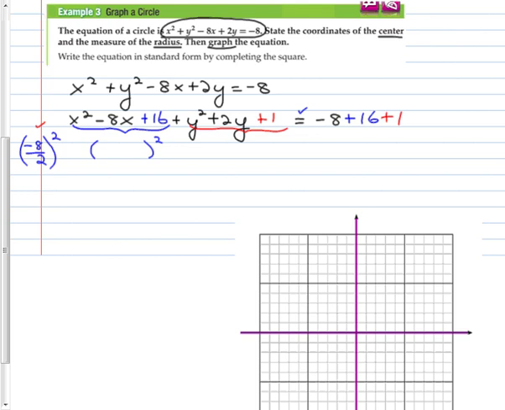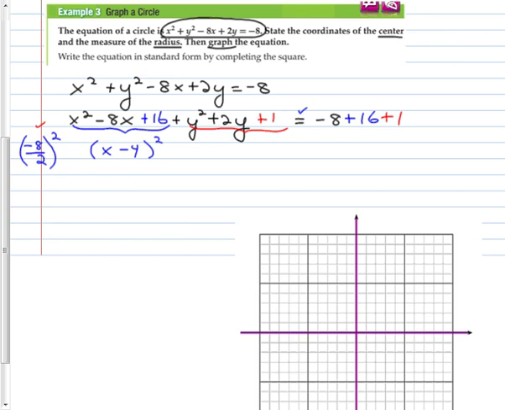Now, how does this trinomial factor? Well, it's going to factor as x, and then half this b value, minus 4, quantity squared. If you took x minus 4 and multiplied it by itself, or squared it, you would get x squared minus 8x plus 16. That's the factored form.